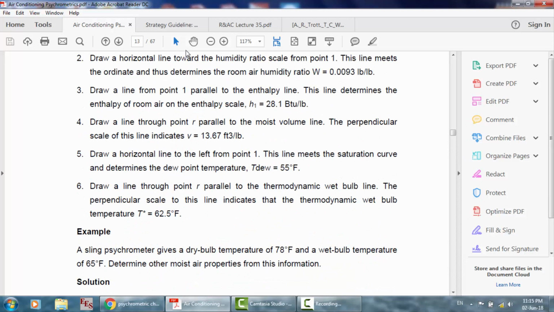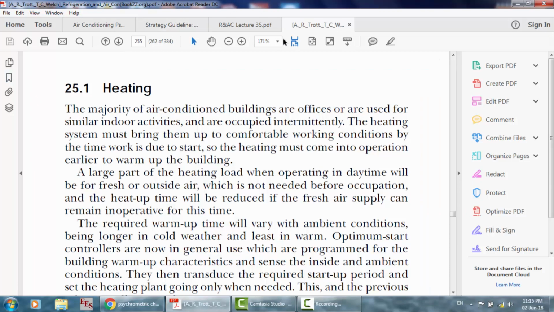Okay. Also, we have here, for the heating purposes, the majority of air-conditioned buildings are offices or are used for similar indoor activities and are occupied intermittently. The heating system must bring them up to comfortable working conditions by the time work is due to start. So the heating must come into operation earlier to warm up the building.